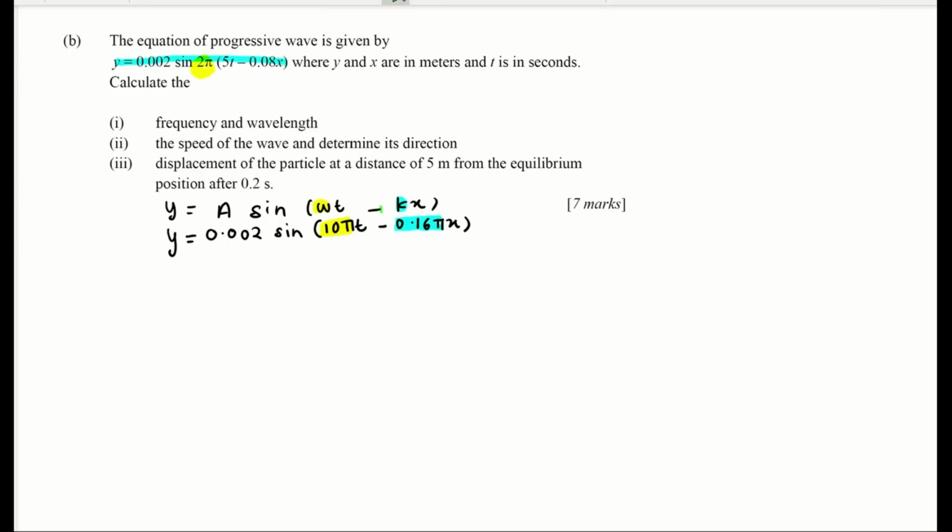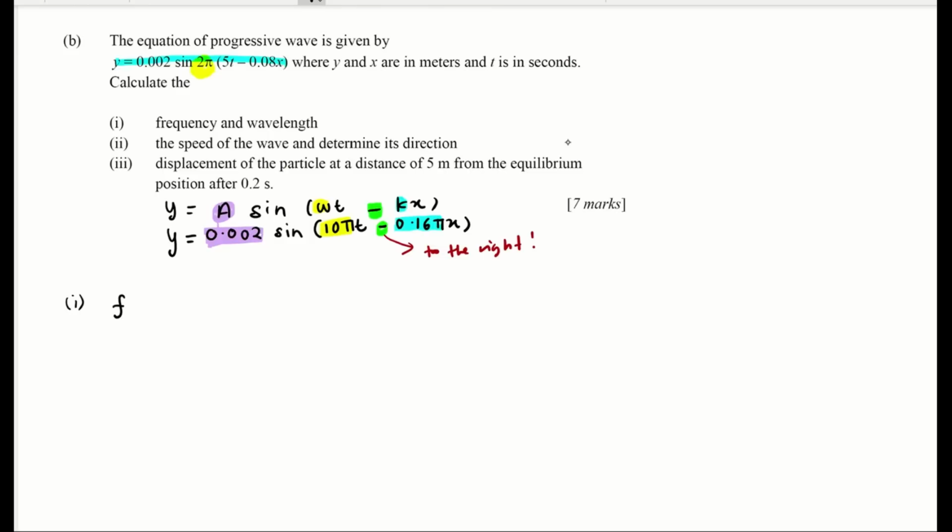Okay, and then remember here we have negative. So this shows you that the progressive wave is traveling to the right. Okay, and we have another one here, which is the amplitude of the progressive wave, equal to 0.002 meter. So the first question asks us to calculate the frequency and the wavelength.